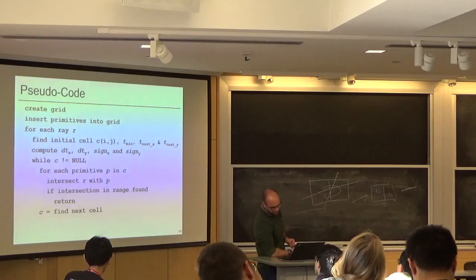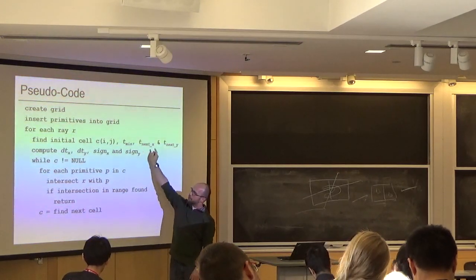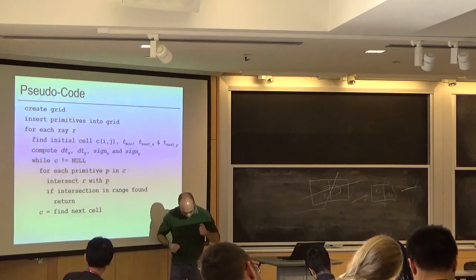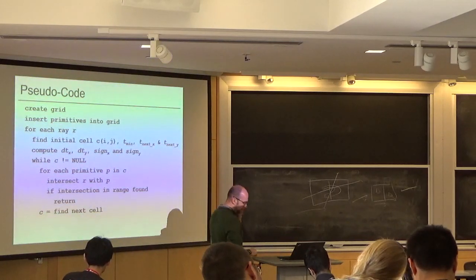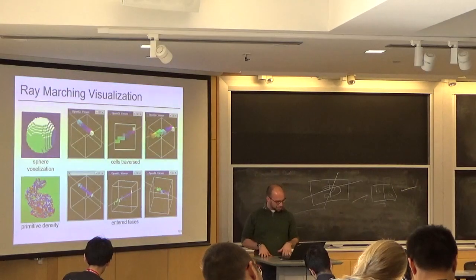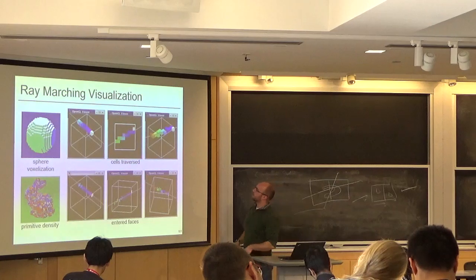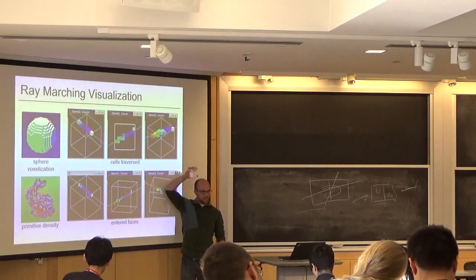Yeah? And so the pseudocode looks something like this, where you create your grid, you insert all your primitives, then for each ray you find the first cell that it runs into, and then you just walk along this grid one stepping stone at a time until you finish. And in fact, one of our colleagues here actually managed to visualize it, and you can see what's going on. So for instance here, you see the sequence of rays, the sequence of cells in this ray.